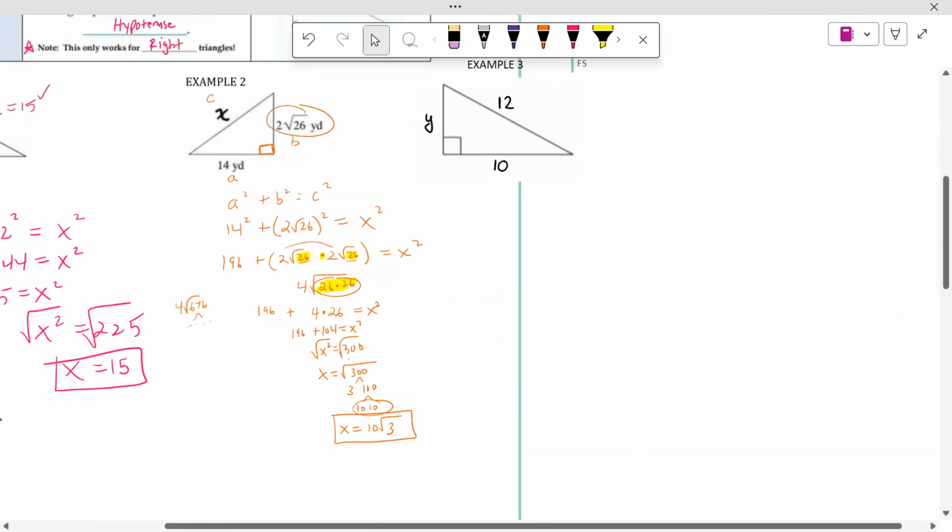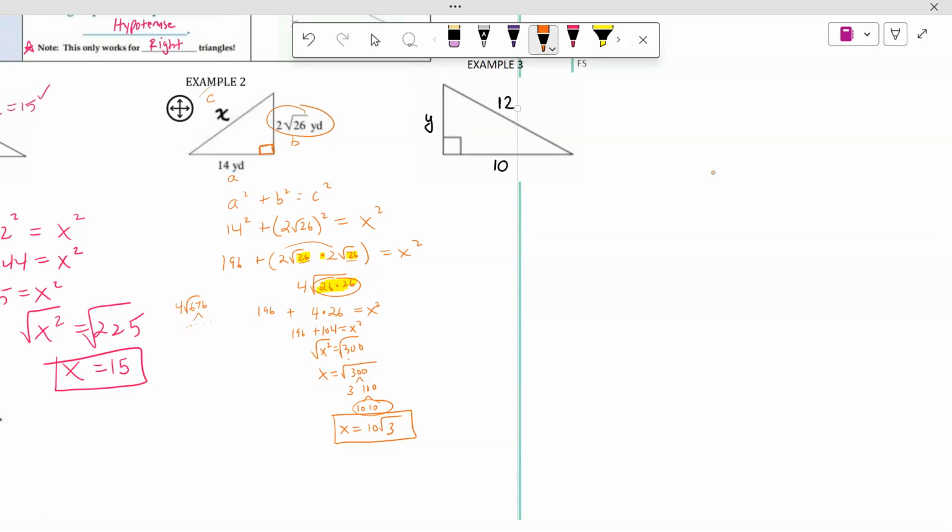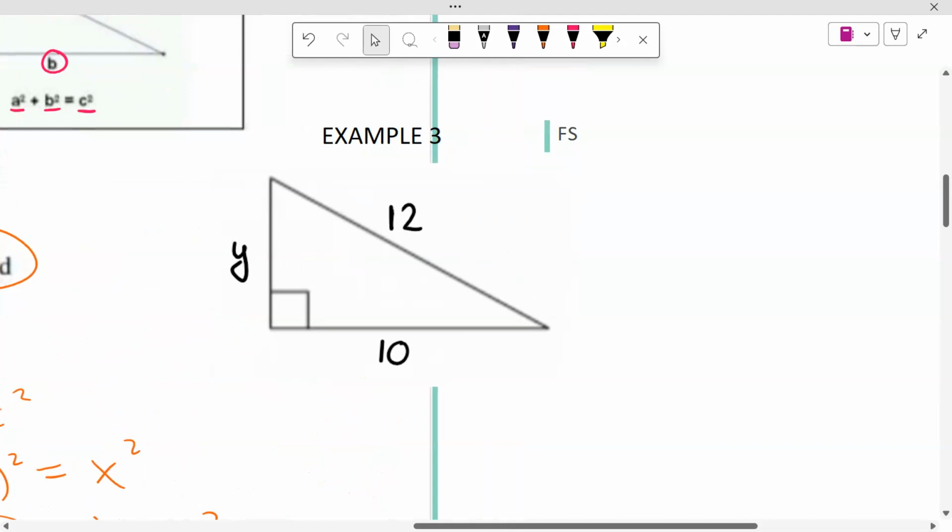For our hypotenuse. And again, you could check. You could just literally type in 10 root 3 or 10 times root 3 in your calculator, and that would give you the length of the c value, or x. And then you could type in 2 root 26 and then get that decimal version to make sure that, in fact, the x should be larger, and it is. All right, but for the sake of the video, I'm going to keep cruising.